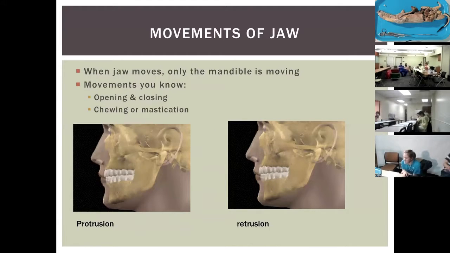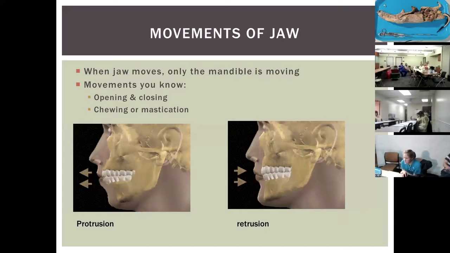So we're looking at some of the movements of the jaw. When we talk about these jaw movements, keep in mind the mandible is the only thing that is moving, not the maxilla. So these little movements I have shown at the bottom show the maxilla and the mandible moving. Try to ignore the maxilla and just think about the mandible. Couple of movements you already know are opening and closing of the jaw and chewing or mastication.